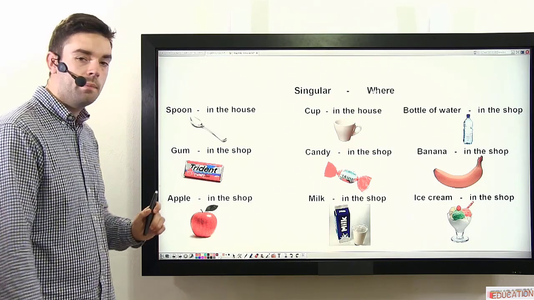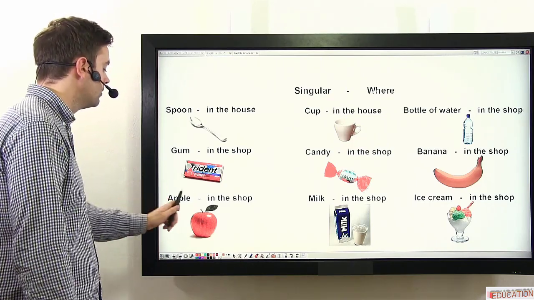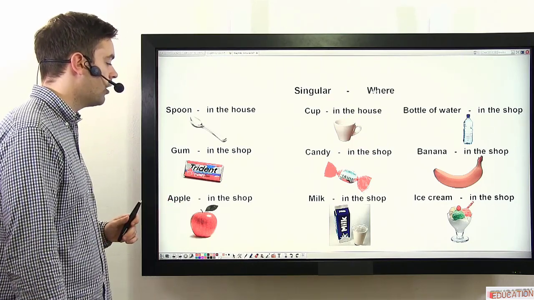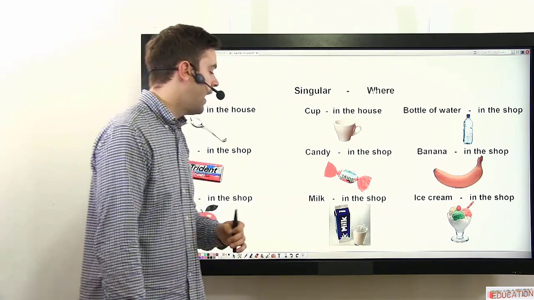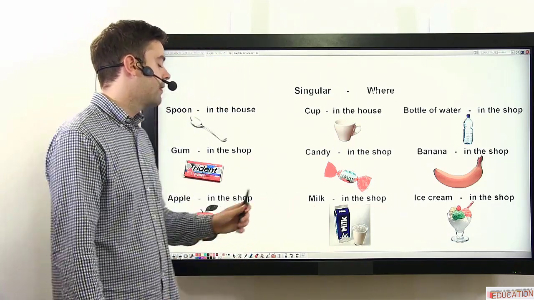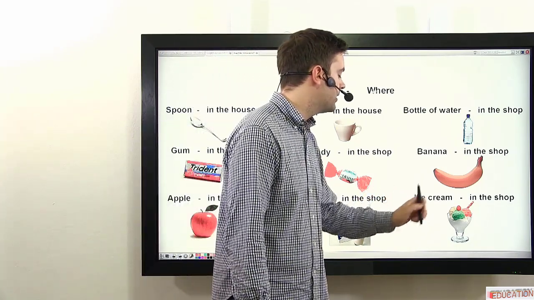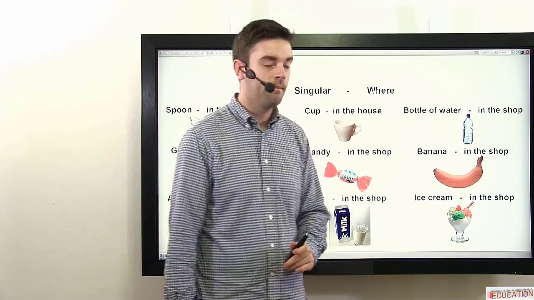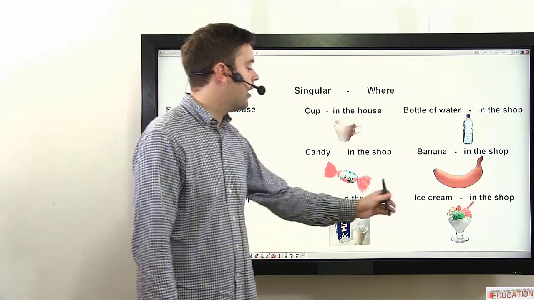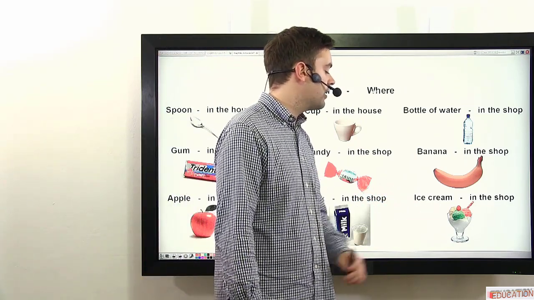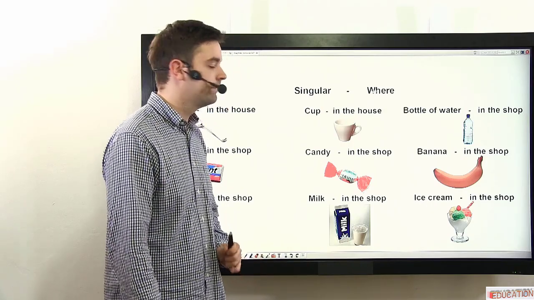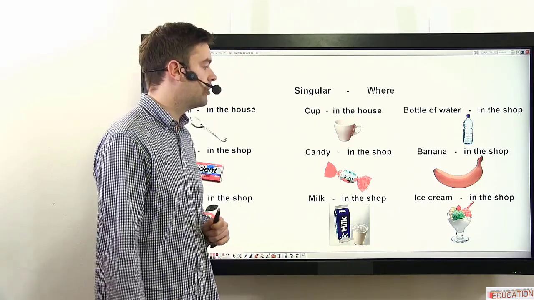Apple, A-P-P-L-E, apple. We find that in the shop. Milk, M-I-L-K. We find that in the shop. And ice cream, I-C-E-C-R-E-A-M, ice cream. And we find that in the shop.